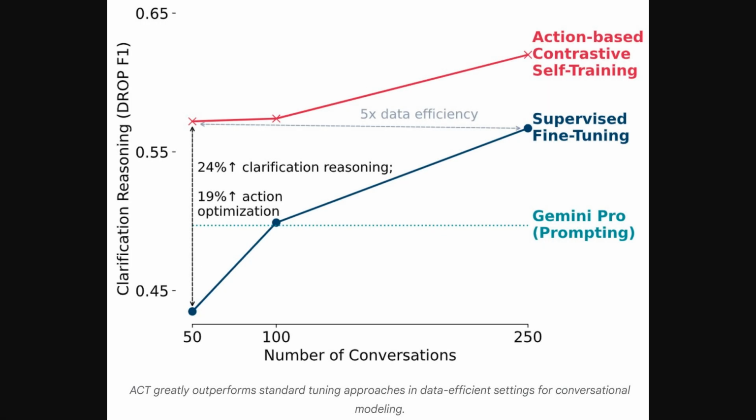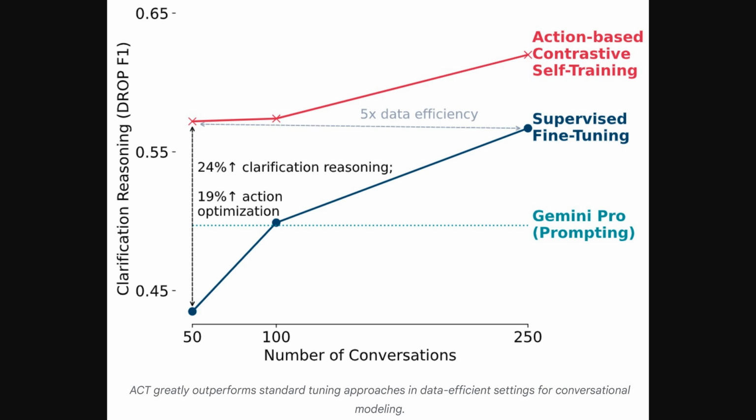Moving to the results. This graph really drives home the effectiveness of action-based contrastive self-training. We're looking at clarification reasoning performance, measured by the drop F1 score. That's a metric evaluating how well the model can reason over text to answer questions, with higher scores being better. The horizontal axis shows the number of conversations used for tuning. The red line, representing action-based contrastive self-training, consistently outperforms the dark blue line for supervised fine-tuning.